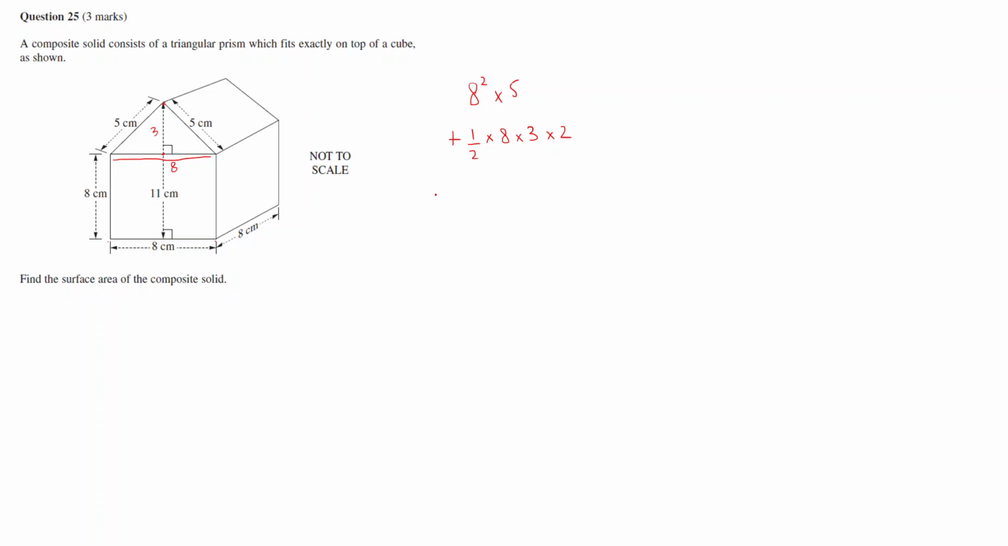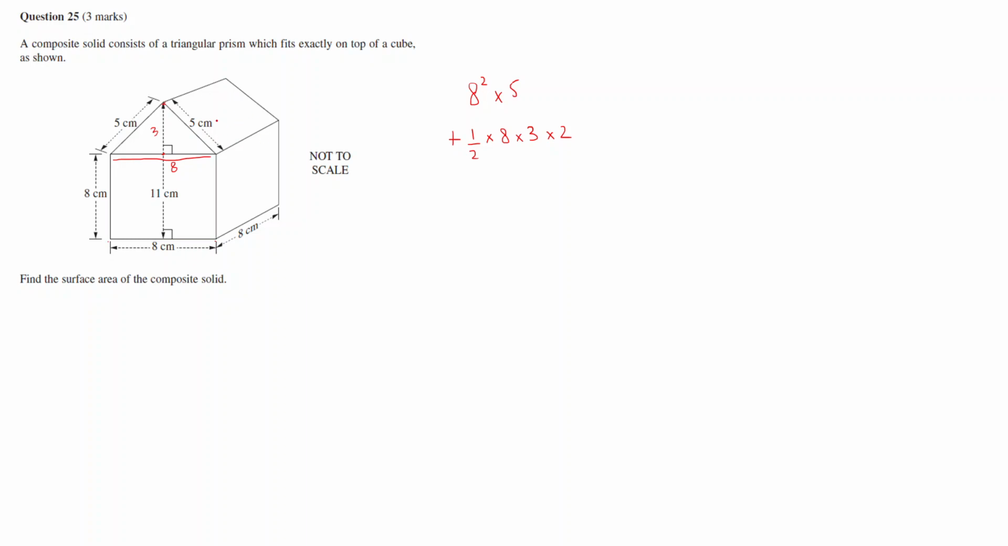Now that's all done. Then there is one final step that has to do with the roof. This one is a rectangle. The height is 5 centimeters and the width is 8 centimeters. So the formula for a rectangle is width times length or height. So 5 multiplied by 8.